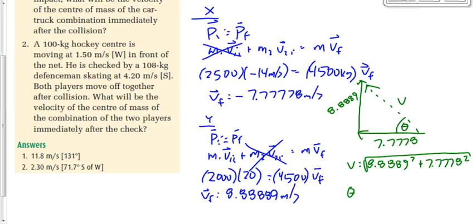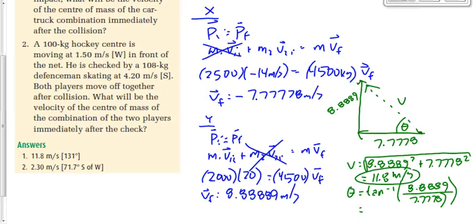Lots of people ask, where do I draw the angle? Which spot on the diagram do I draw the angle? The angle is always drawn at the start. This is where the vector diagram starts, so let's draw the angle at the start. We're going to find it by saying it's the inverse tan function of opposite, 8.8889, over hypotenuse. I think when we solve for V, we're going to end up with 11.8 meters per second. And when we calculate the angle there, we get 49 degrees.